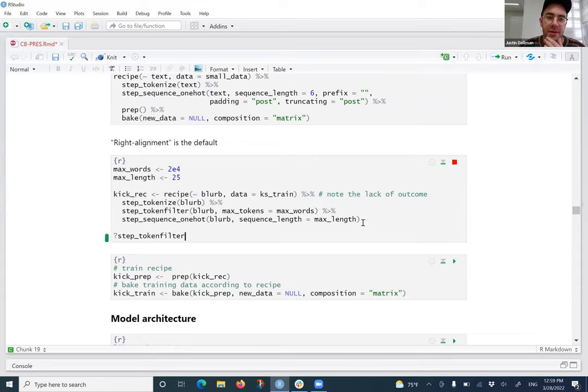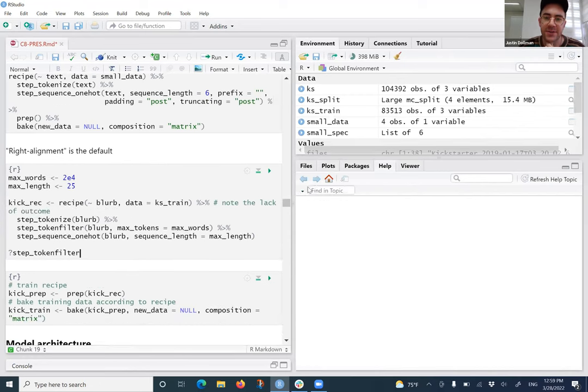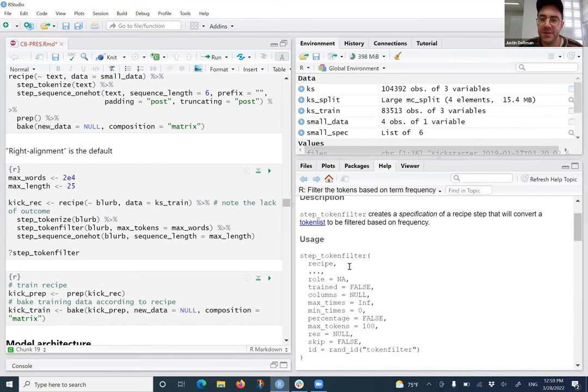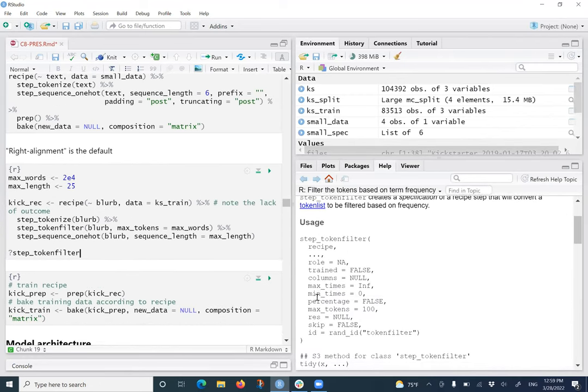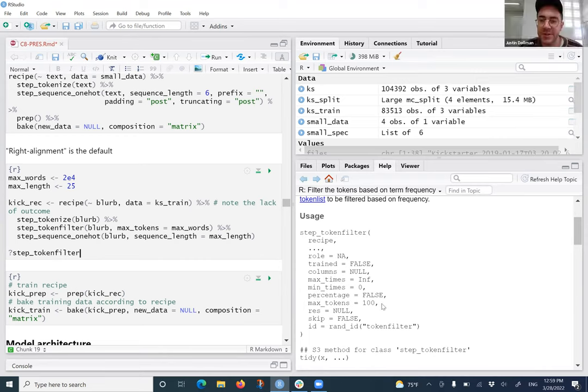Maybe I actually don't know what the help files look like. Okay, so step token filter. These are the different ways we can do it. Notice here, we can say the maximum number of times it appears. And this is what you were saying, the minimum number of times, we need at least 10 appearances. Exactly. And then percentages.